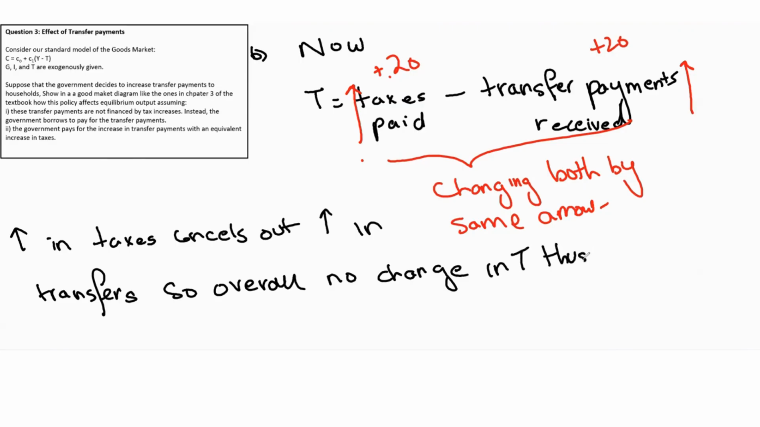Thus, no change in equilibrium. We don't have that chain anymore: when T changes, disposable income changes, consumption changes, demand changes. So the conclusion here is this.